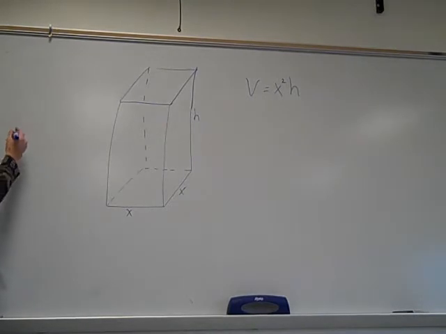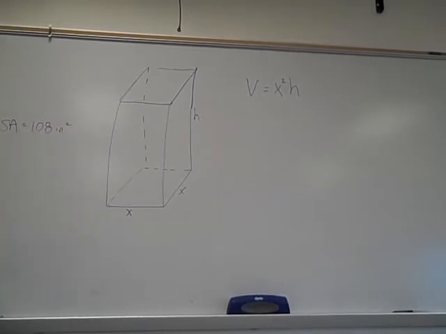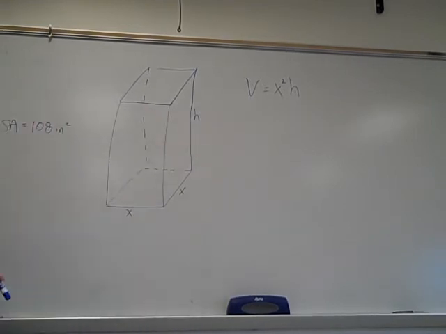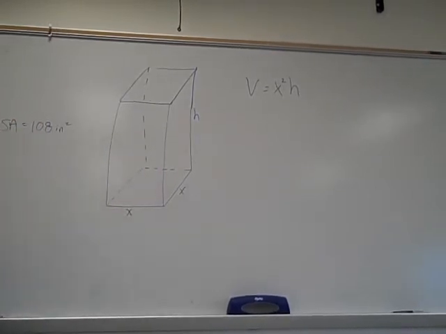They told you that the surface area is 108 square inches. So somehow I can come up with a formula for surface area, solve that for x or h, and put it into the volume. Surface area, this is an open box. This is where this is important. The openness didn't matter for volume, but for surface area it does, because I have no top. Surface area is taking the area of all the sides and adding it up.